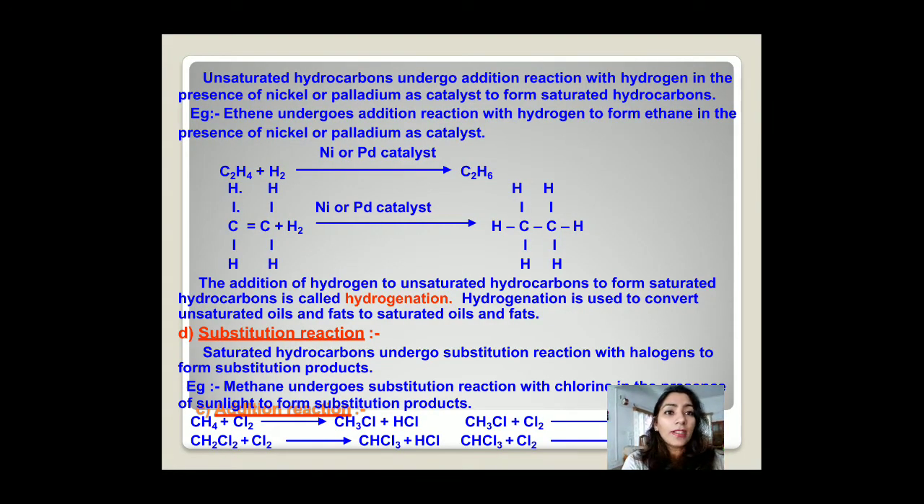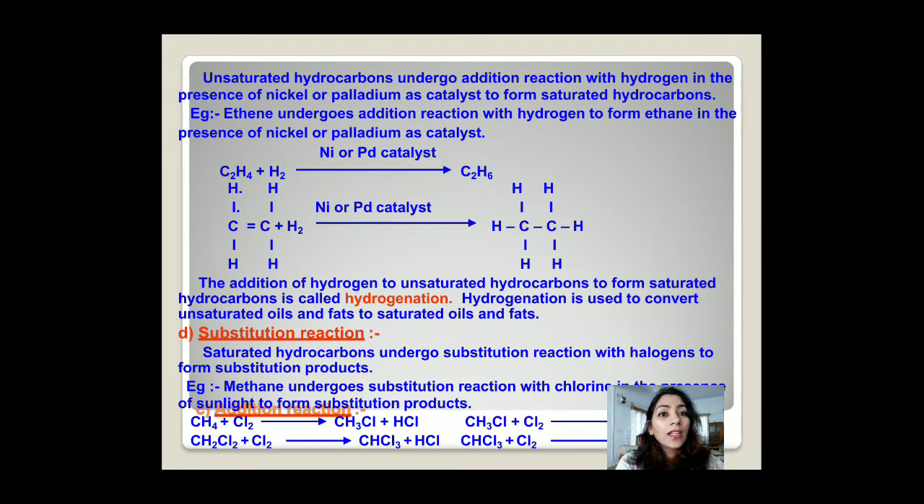Unsaturated hydrocarbons undergo addition reactions. So we know what a saturated compound is: one whose valencies are all full and which makes single bonds. They are the saturated compounds. And what is an unsaturated compound? A compound whose valencies make double or triple bonds. They are the unsaturated compounds.